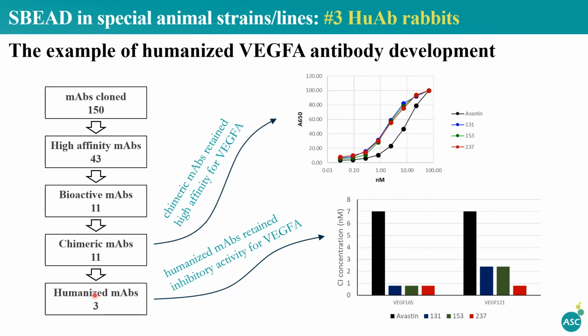We chose 3 of the antibodies to further humanize the variable domain, and finally got 3 humanized monoclonal antibodies. The result showed that all 3 antibodies retained biological activity that can completely inhibit the function of VEGF-A at a concentration of less than 1 nanomolar, while Avastin requires about 7 nanomolar to achieve the same complete inhibition.